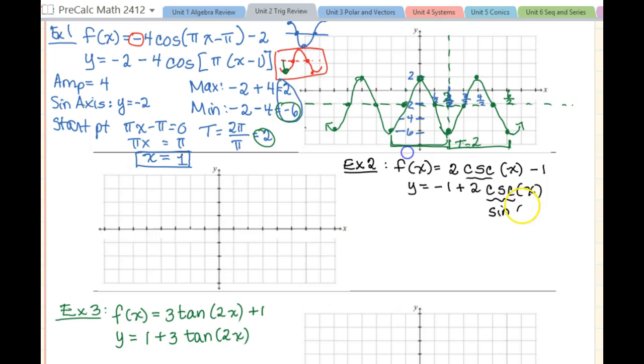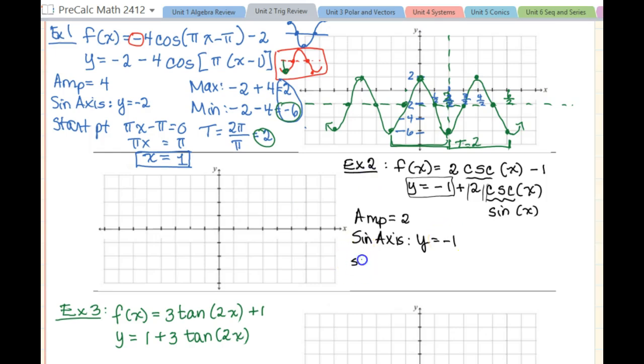So what we're going to do is pretend that we have the equation y is equal to -1 plus 2 sine of x. So we're still going to find all the information. We can still find that the amplitude is equal to 2. Remember, that's whatever's in front of our trig function, the absolute value of that. And then we're going to find our sinusoidal axis, and that's going to be right here at y is equal to -1.